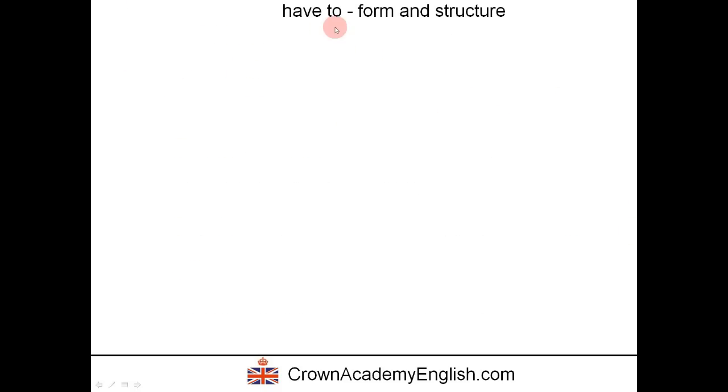So let's start with have to, and let's start with the form and the structure. Here is the form and the structure. We have the subject, then we have the verb have as a main verb and in the correct form, followed by the infinitive of another verb. So remember, the infinitive is the word to followed by the base form of a verb. We're going to look at some examples.